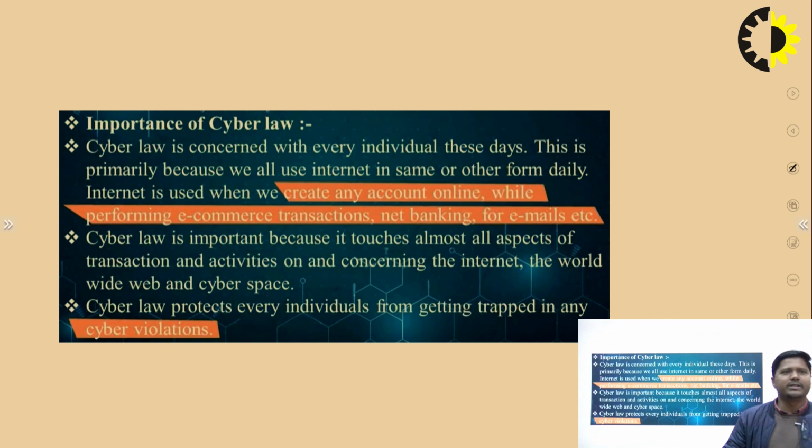When we create any account online, while performing e-commerce transactions, net banking or email, cyber law is important because it touches almost all aspects of transactions and activities, as we have discussed. Cyber law also protects every individual from getting trapped in any cyber violations. So cyber law will protect individuals.